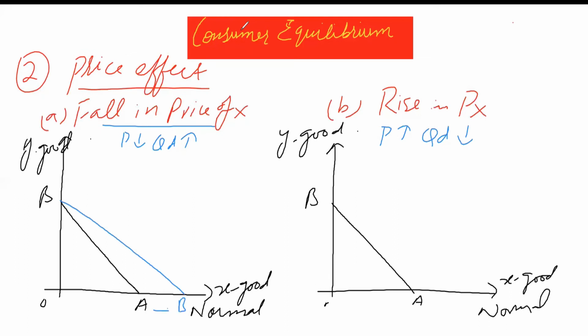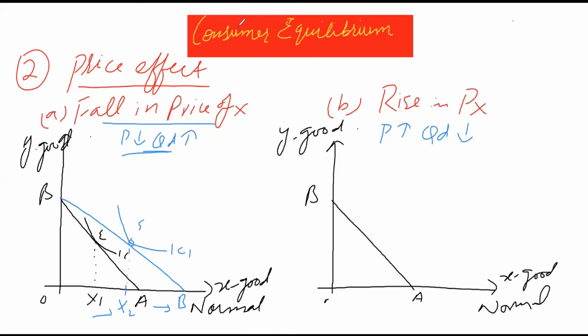So a fall in price of X will shift the budget line on the X axis only. The new budget line is BB1, and suppose the initial equilibrium was at point E and the consumer purchases X1 quantity of the normal good. Now the fall in price of the normal good increases its quantity demanded, so quantity will increase from X1 to X2 and the new equilibrium will take place at E1, which is on the new budget line.